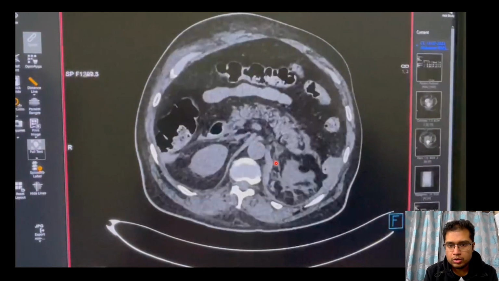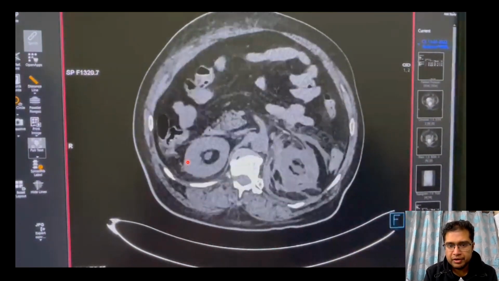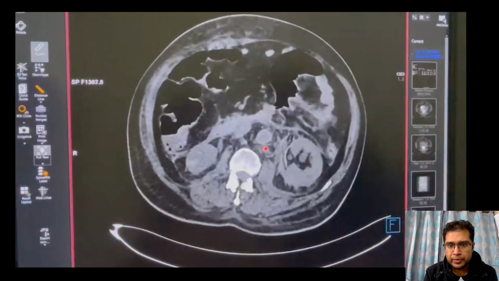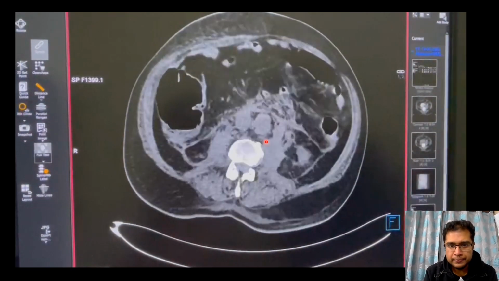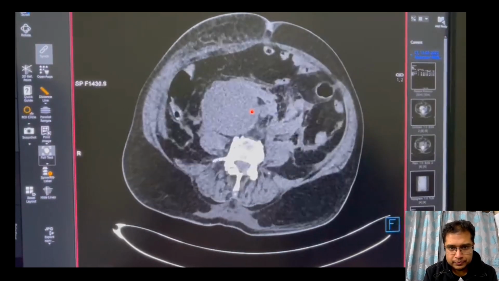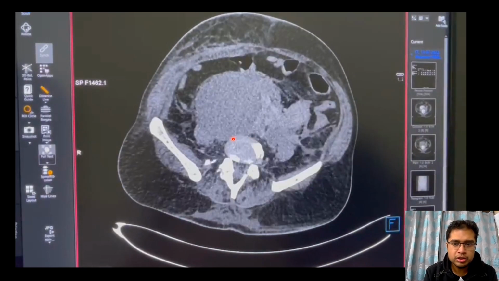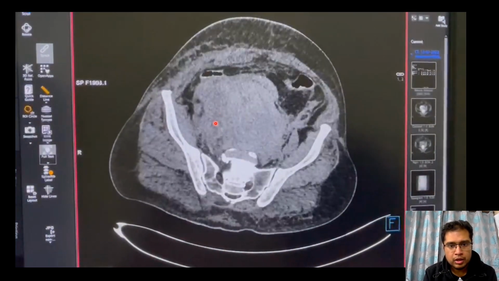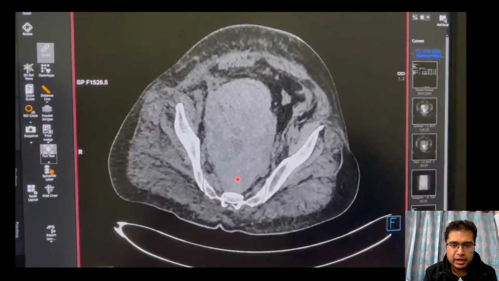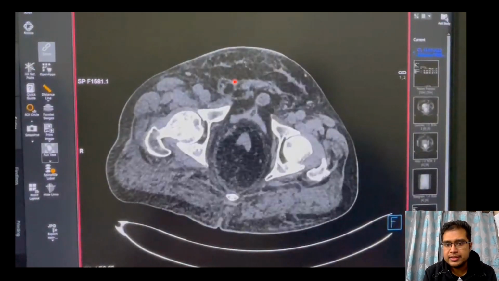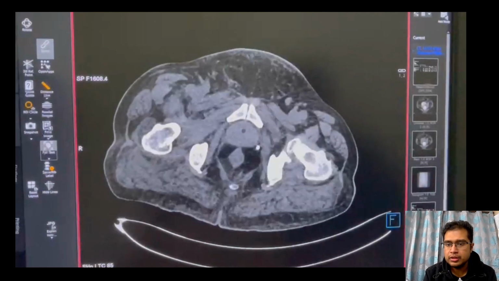So as we go along the course of the aorta, we see a lot of perinephric fat stranding, a lot of mesenteric fat stranding, and a retroperitoneal collection is also seen with edema. And at the bifurcation of the aorta, on the right side, there's a large aneurysmal dilatation of the vessel, along with a retroperitoneal hyperdense collection that is seen. On these axial images, extensive fat stranding and edema is present.